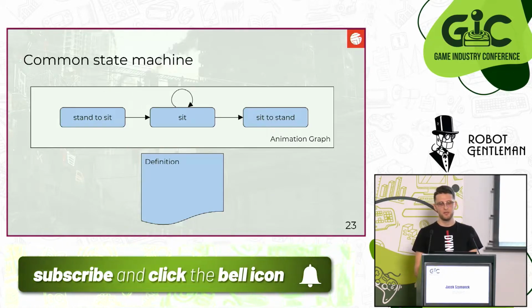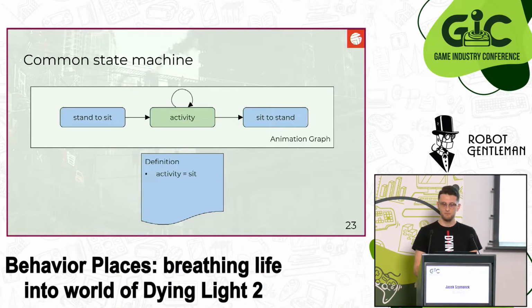Let's examine how we were able to create the common state machine based on our previous example. The main state can be thought of as an activity that the character performs while executing the behavior. In this case, it is the act of sitting. That state is looped. Next, we need a way to get to the pose of the activity from the default pose, in this case, the standing pose. So during that animation, we enter the behavior place. Like the entry, when the behavior place finishes, we need an exit animation to the default pose.